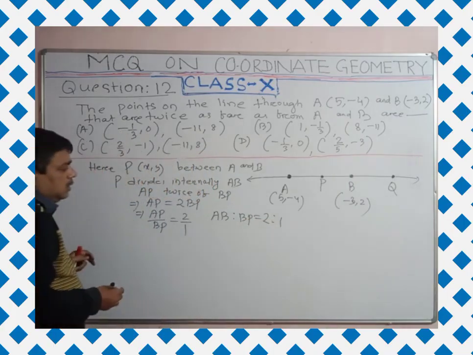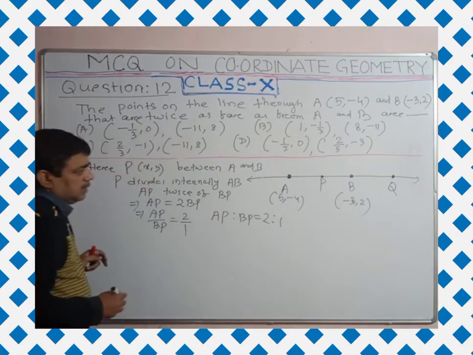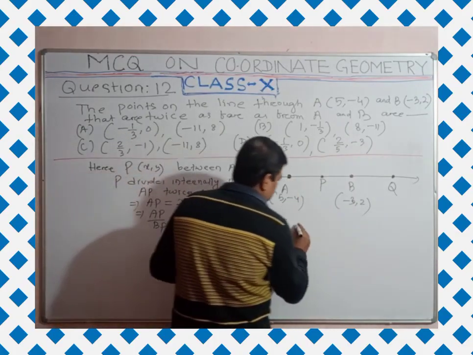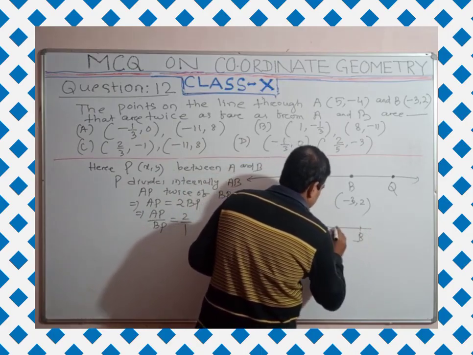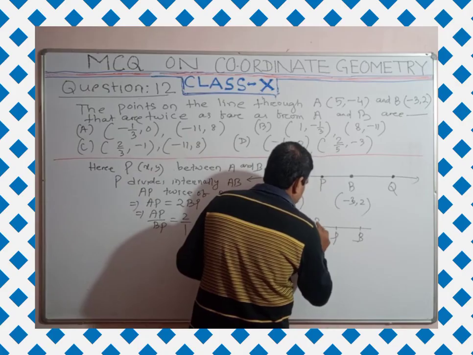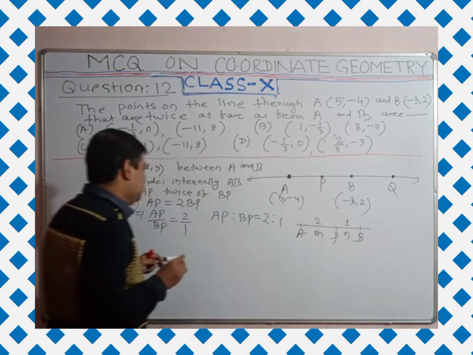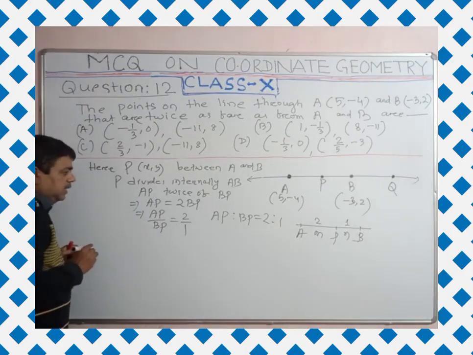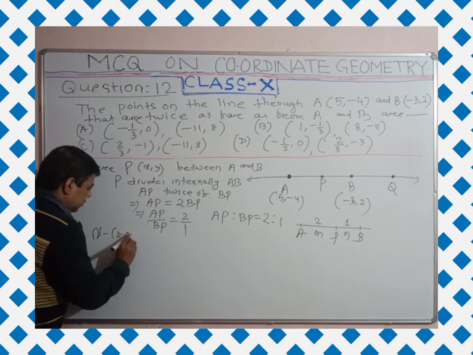Here AP is to BP. Understand? If A is a point and B is a point, and P is here, AP is equal to 2 and BP is equal to 1, here m value 2, n value 1. So what is the coordinate of point P? So the x coordinate of the point P.